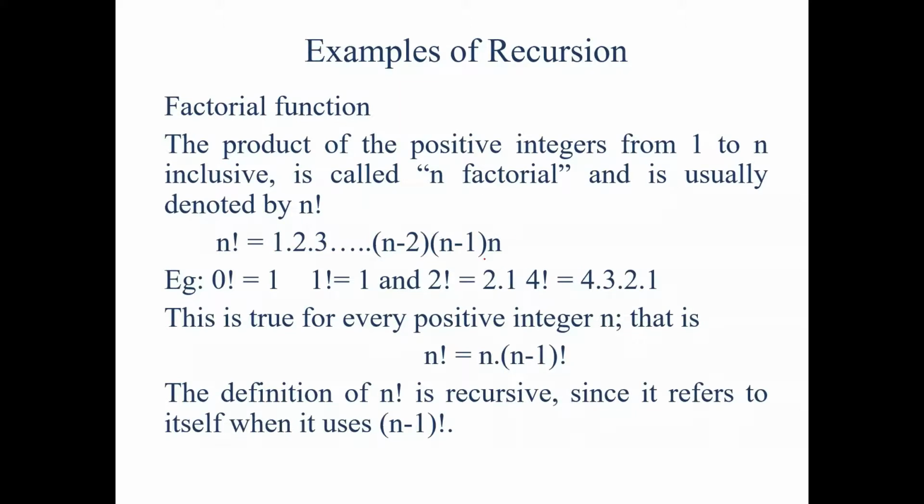If n is the last number, what will be the previous number? The previous number will be n minus 1. Suppose n is equal to 5. So here, if it is 5, the previous number will be 5 minus 1, that is 4. And again, the next previous number will be 5 minus 2, which is 3, right?